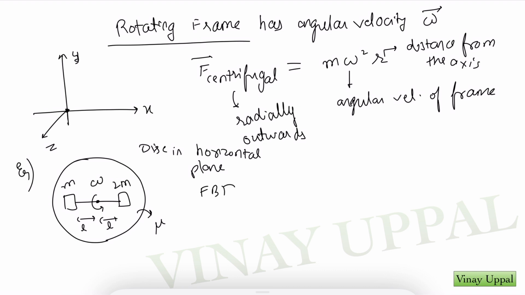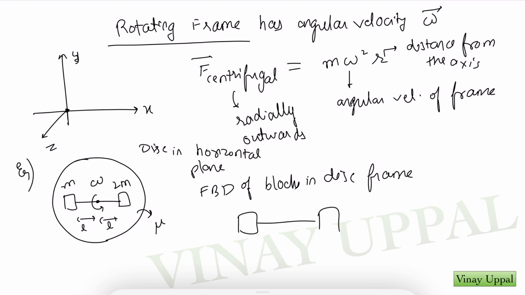So if I draw the FBD of the blocks in the disc frame, once again I'm looking at the top view, so I'll have 2m omega square, the distance from the center is L. So this is the centrifugal force radially away from the axis of rotation, it will be m omega square L. Then there will be a friction force mu into 2mg and mu into mg. So here in the diagram I am considering the system to be just on the verge of slipping.